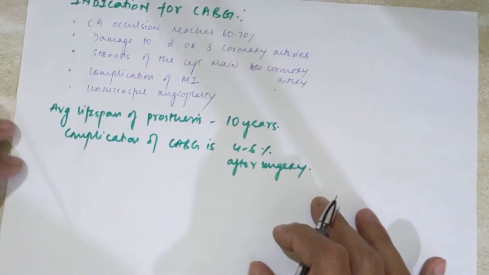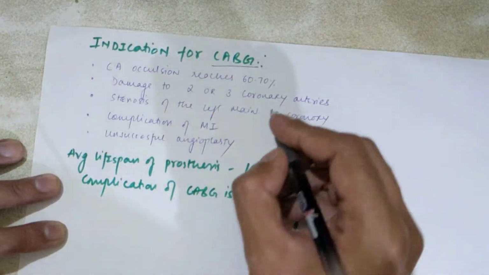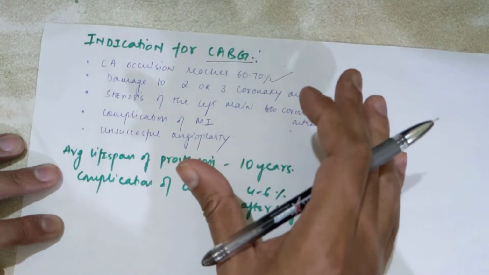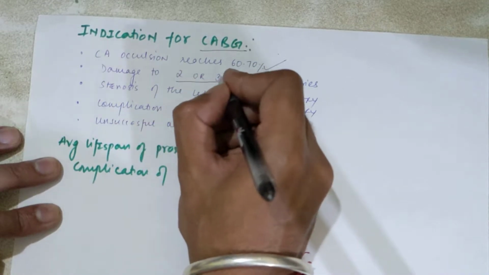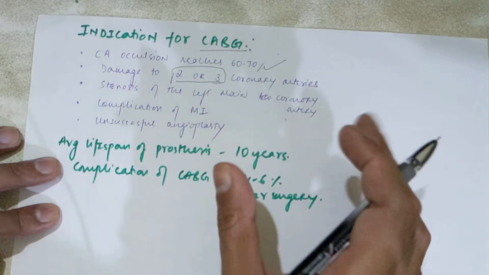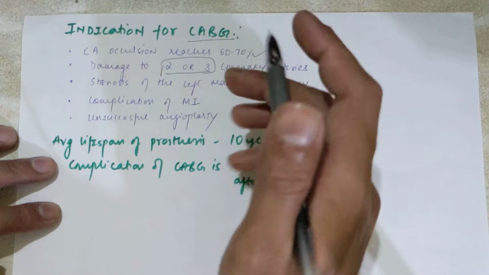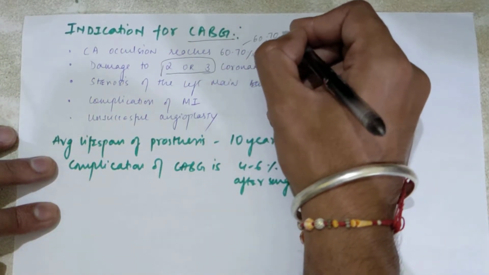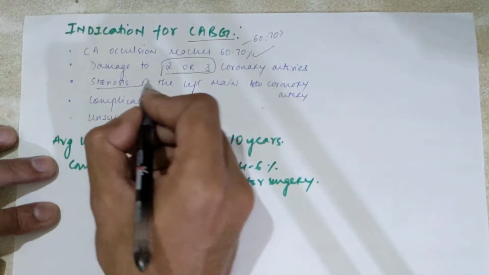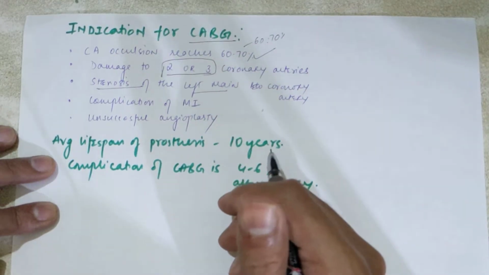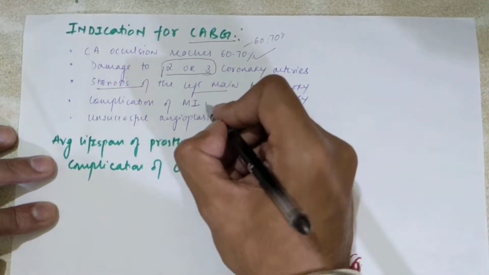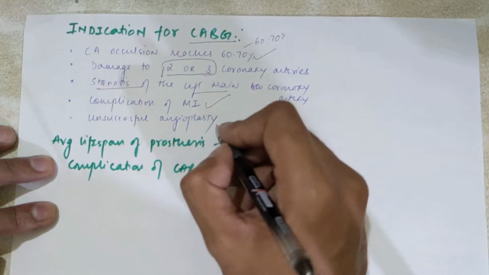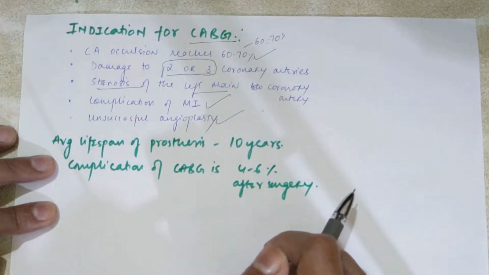We can use this CABG, that is coronary artery bypass surgery, when the person has 60 to 80% plaques, which I told you, and has occlusion or atherosclerosis in 2 or 3 coronary arteries, about 60 to 70%. Now we have to perform the surgical operation. Also for stenosis of a specific artery, like the left coronary artery, if we have myocardial infarction, and if we have unsuccessful angioplasty.